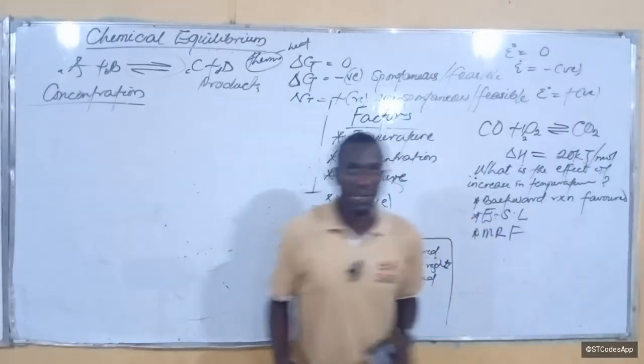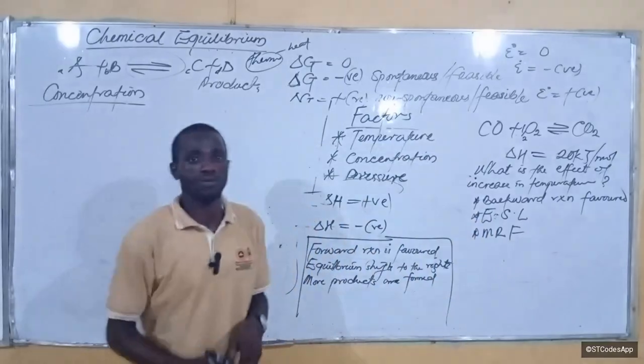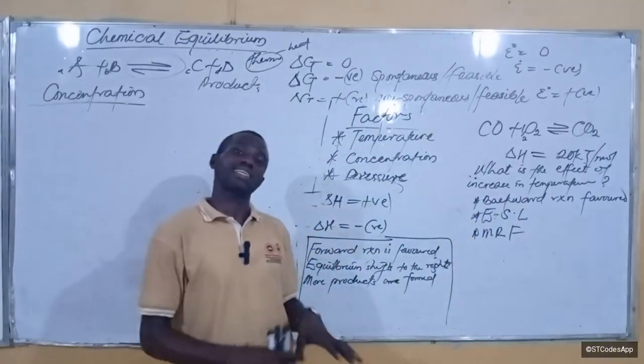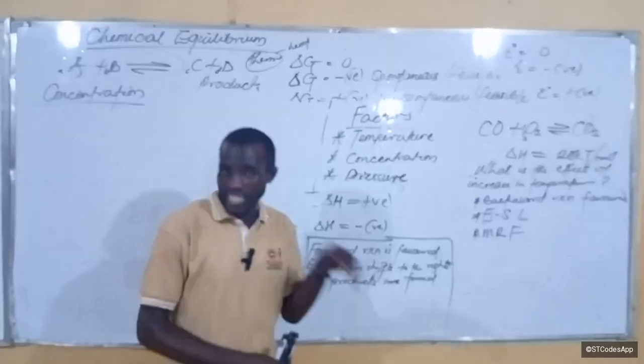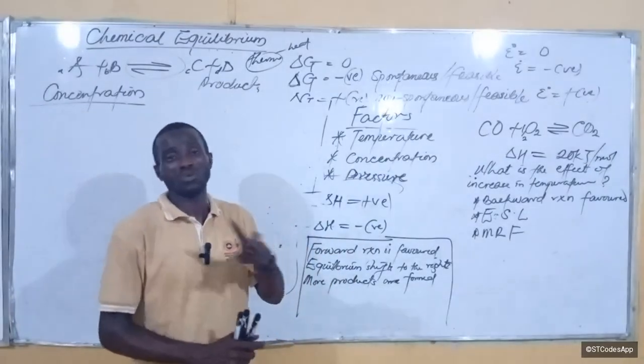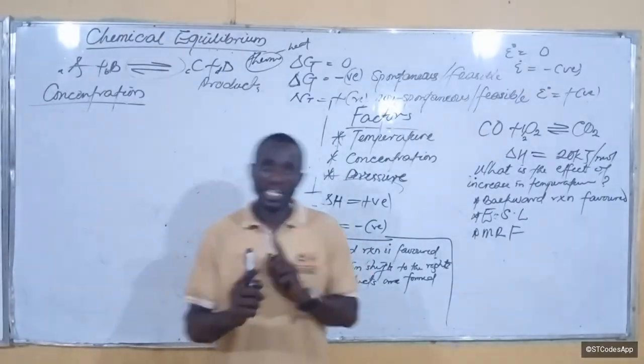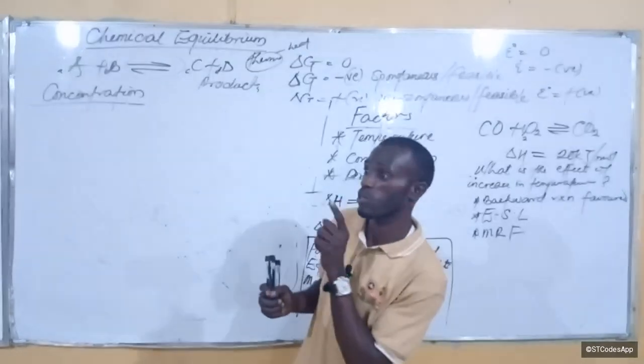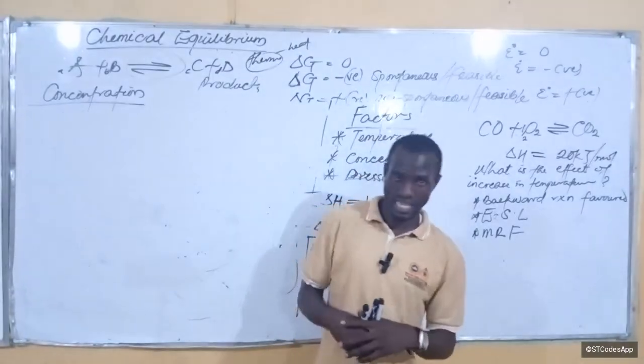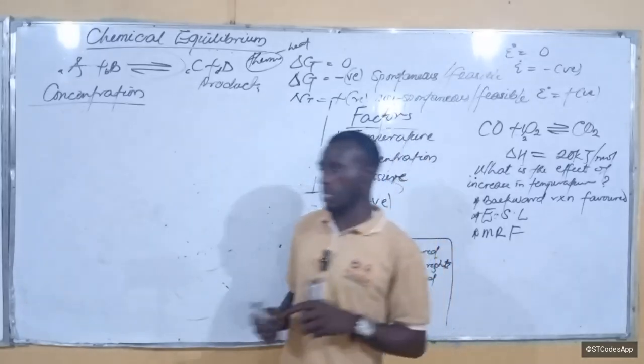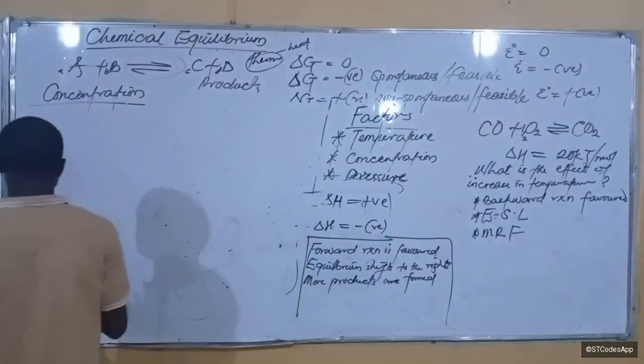Is it clear? So if in a chemical reaction I decide to increase the amount of product I have, adding to the product and adding to the product, what will happen? It will reverse. Once the reaction reverses, it means it will now be favoring the formation of the reactant again. Is it clear? So for example, I have this chemical reaction.